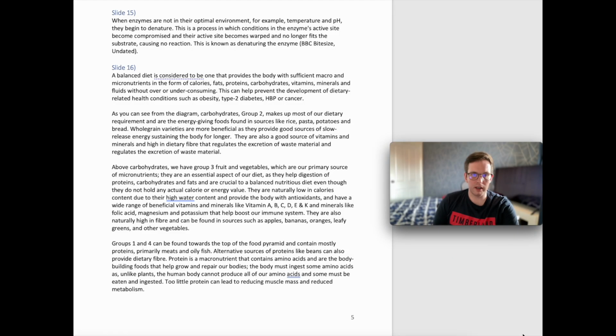As you can see from the diagram, carbohydrates, group 2, make up most of the dietary requirements, and are the energy-giving foods in sources like rice, pasta, potatoes, and bread. Whole grain varieties are more beneficial as they provide good sources of slow-release energy, sustaining the body for longer. They're also a good source of vitamins and minerals and are high in dietary fibres that regulate the excretion of waste minerals.